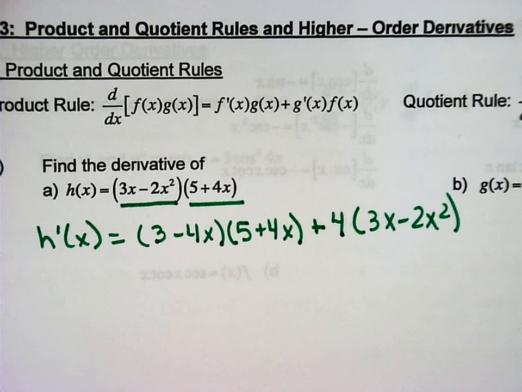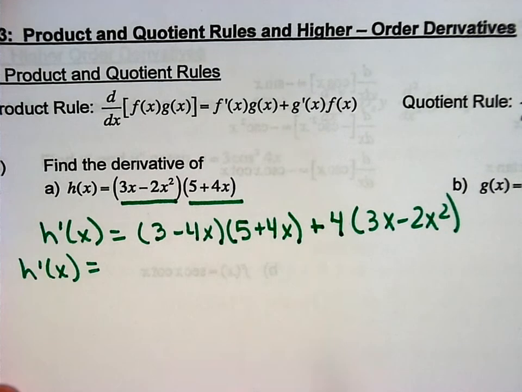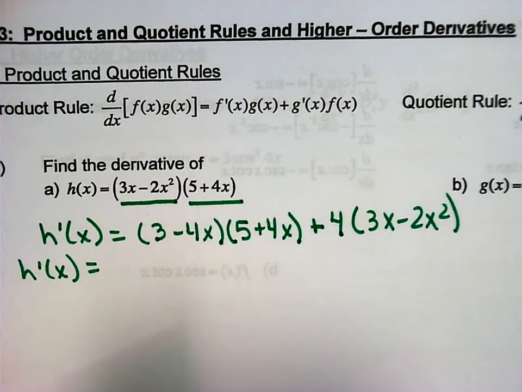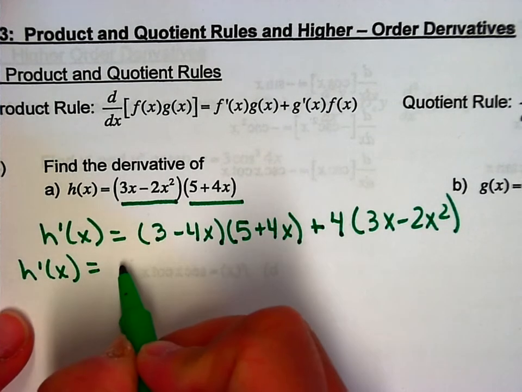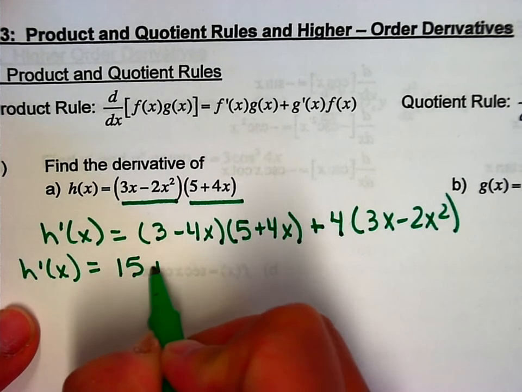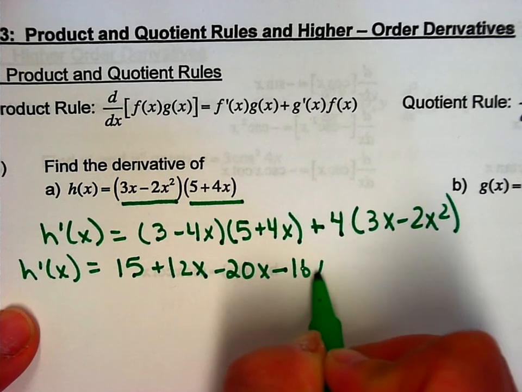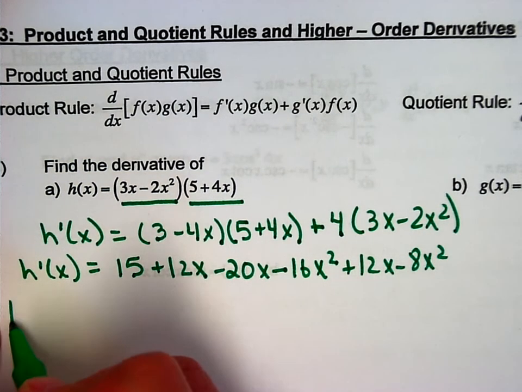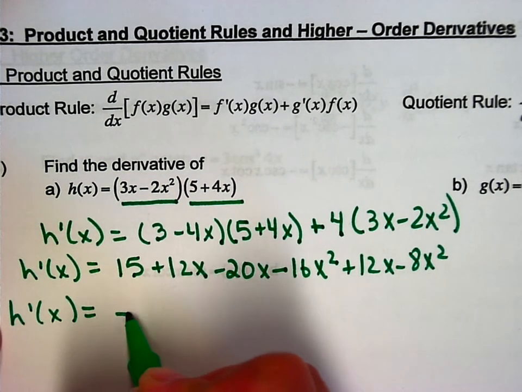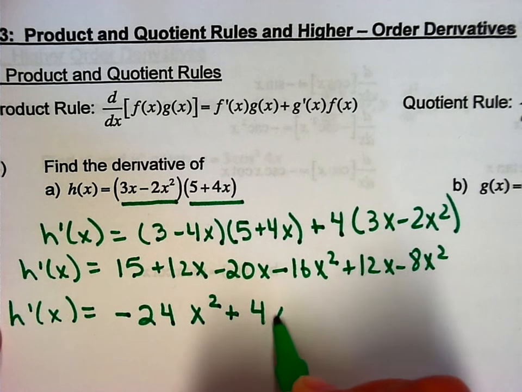Now we are going to practice the simplifying. So here, what you want to try to do is factor if you can. I don't see a common factor to pull out, so in that case, we're just going to multiply things out. So if I multiply things out, I'm going to end up with 15 plus 12x minus 20x minus 16x squared plus 12x minus 8x squared. Go ahead and combine your like terms. So my final answer here is negative 24x squared plus 4x plus 15.